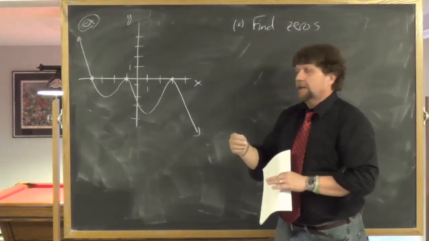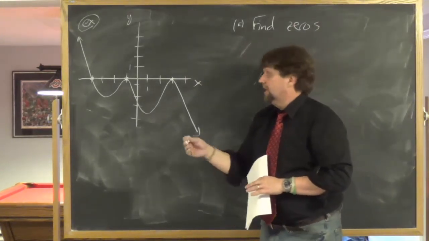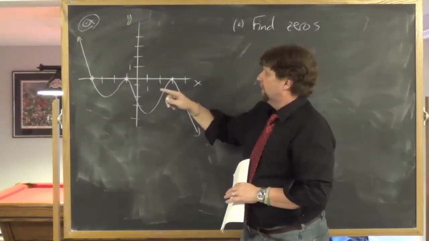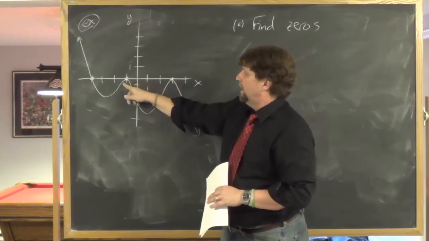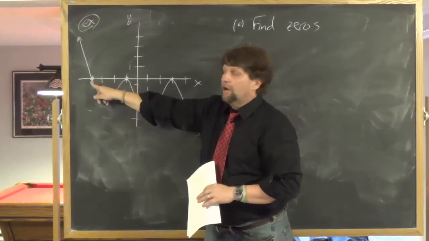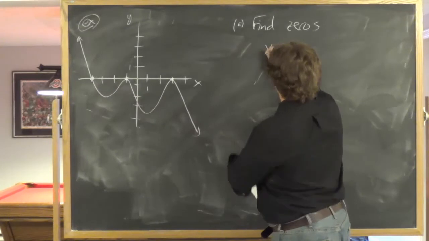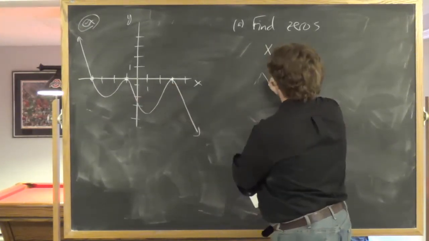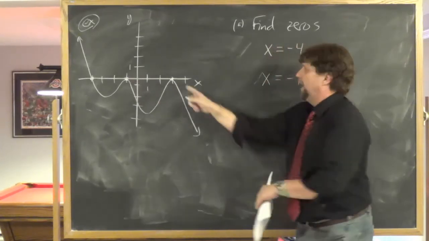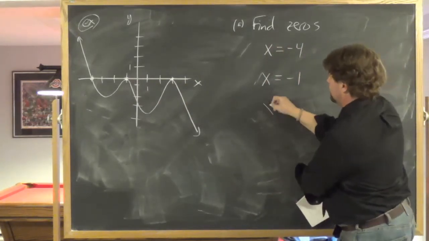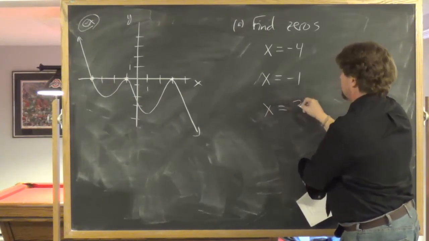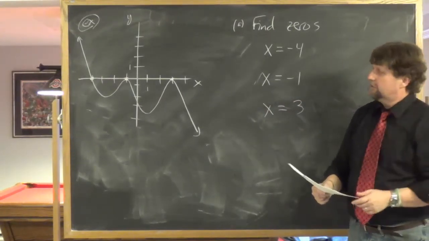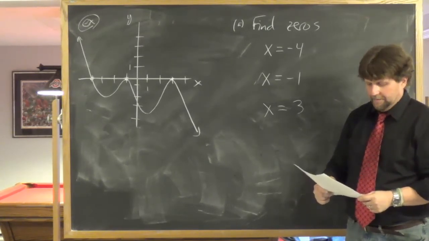Well, remember, zeros are going to be the same thing as x-intercepts. So let's look. It looks like I'm scaling the x-axis by ones. So it looks like there's a 0 at -4, -1, and 3. So those are the 3 zeros. Looks like the 3 x-intercepts.